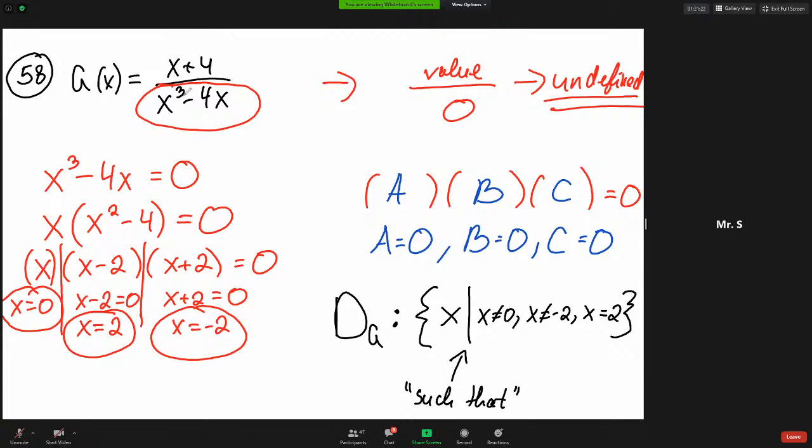All right, so let's do one example that deals with a square root, because that's another one that we have to watch out for. Let me see what we have here for square roots.